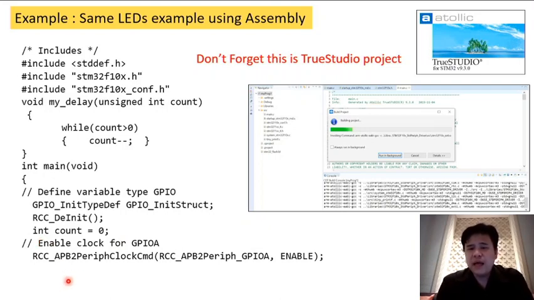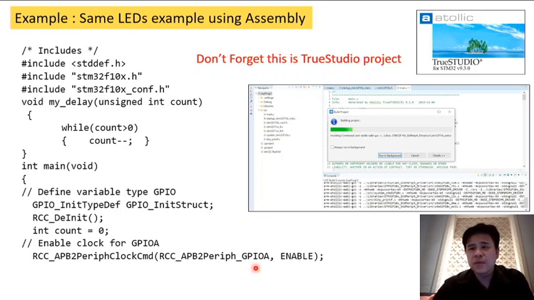Then we would like to enable the clock for the GPIO peripherals. We use the RCC_APB2PeriphClockCmd command, and we say that we would like to enable the clock for RCC_APB2Periph_GPIOA.